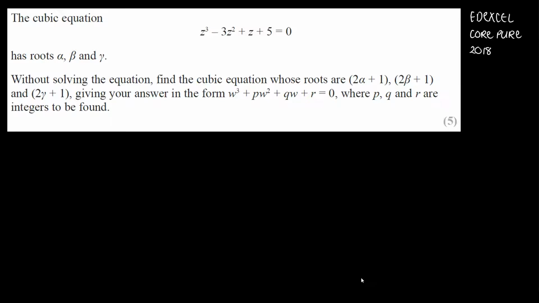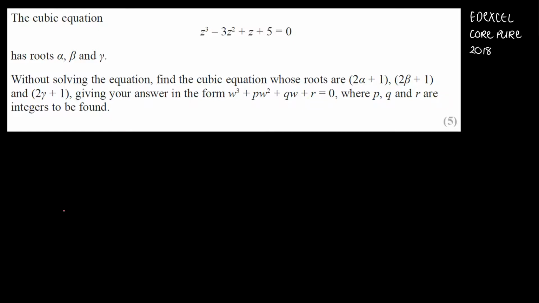This is an AS equivalent, but this topic could appear at A-level standard as well, and it might look a little different, might look the same, but just be aware that there could be a difference. So we are dealing with a linear transformation of our roots. We know it's linear because we don't have any squaring, square rooting, or anything like that. We're just multiplying by coefficients and adding, subtracting coefficients. And we're told, without solving the equation, find the cubic equation. We know it's cubic because we've got 3 roots. Whose roots are these new versions of the old roots?